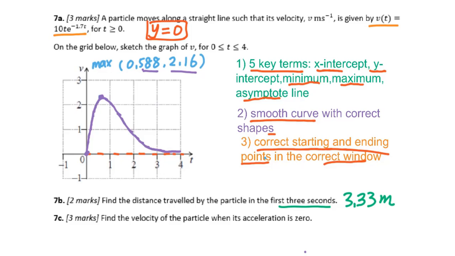So you get 3.33 meters. For 7c, find the velocity of the particle when its acceleration is 0. We already got here. Acceleration equal to 0, basically we are looking for the maximum point. So the speed will be 2.16 meter per second.